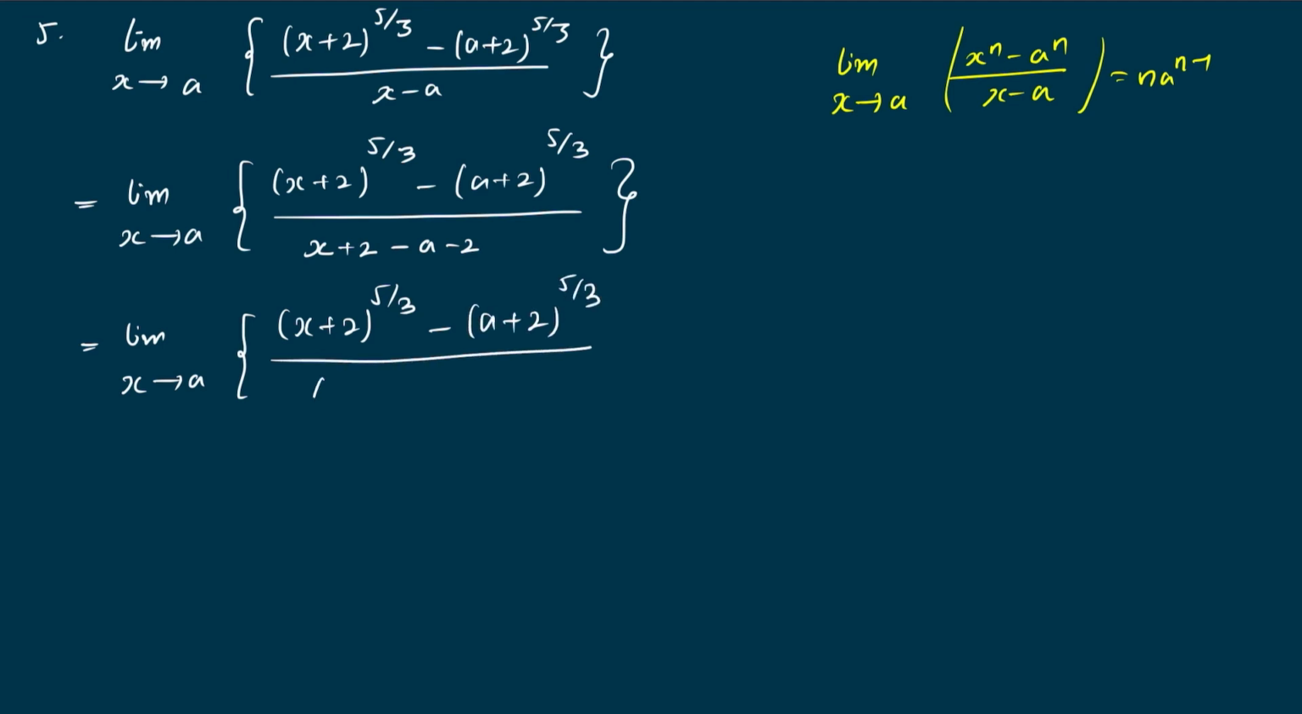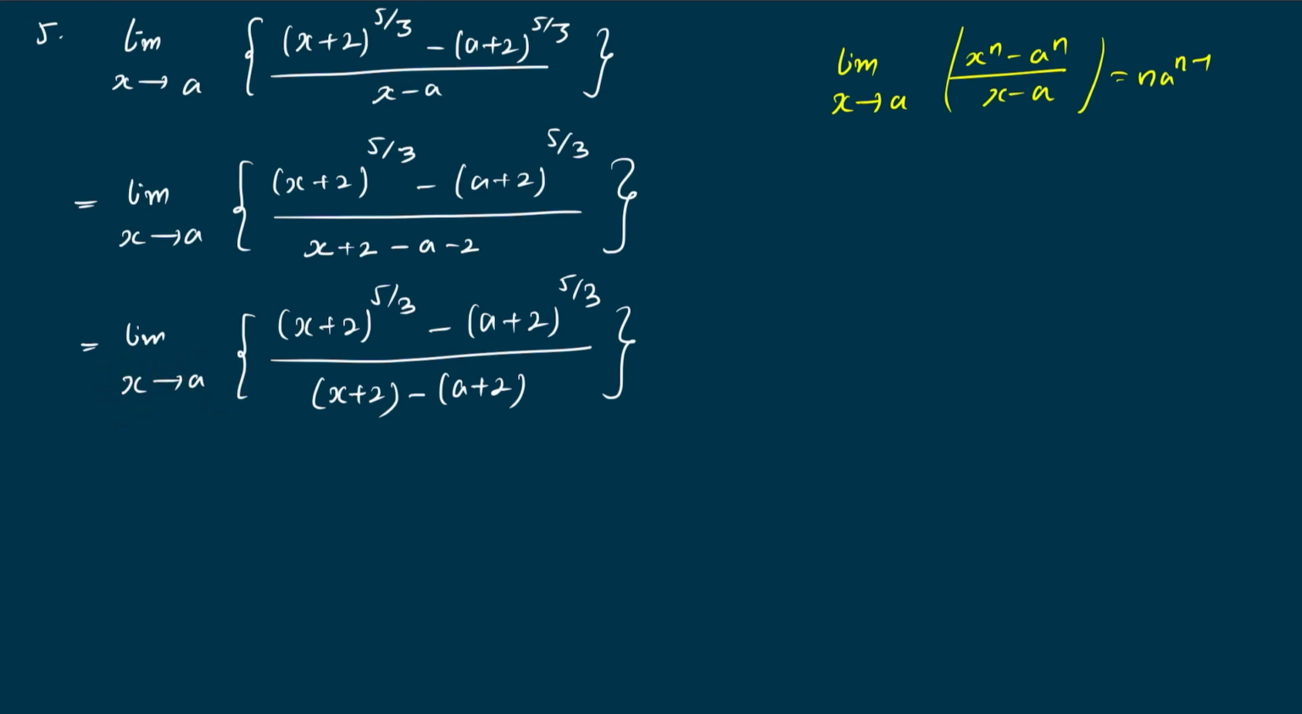Here the denominator can be written as x plus 2. Now if I take minus and minus common, we will be left with minus (a plus 2). So as you can see, if I compare this expression with this formula, almost everything is matching, except there is x plus 2 in place of x and a plus 2 in place of a, and for that you have to have x plus 2 and a plus 2 here.